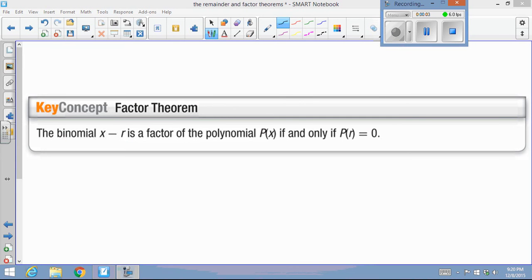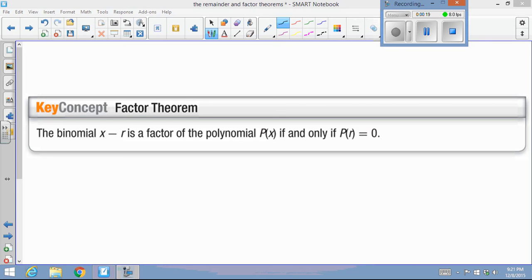So our last little bit is the factor theorem. And the factor theorem says that if I have a binomial, x minus r, it's a factor of a polynomial if and only if it divides evenly. In other words, if my remainder is 0. This should make sense to you.